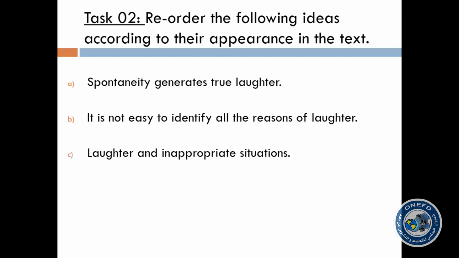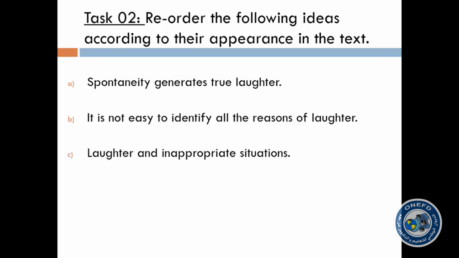So let's read. A. Spontaneity generates true laughter. B. It is not easy to identify all the reasons of laughter. C. Laughter and inappropriate situations. So, I repeat, you are required to order these ideas according to their appearance in the text, and we can also test your level of understanding through this type of task. Feel free to pause the video, go back to the text and try to answer the task.